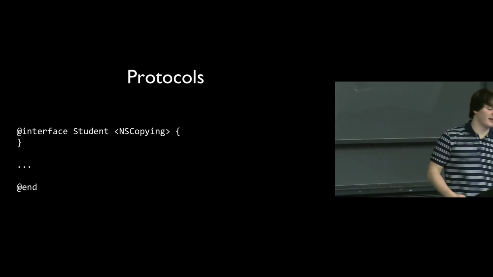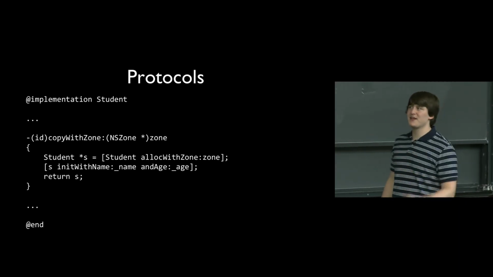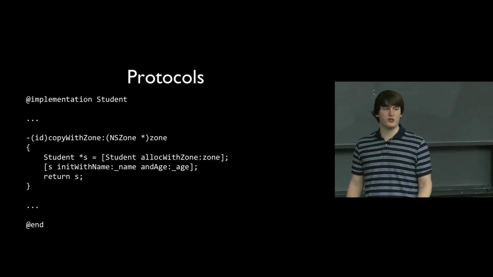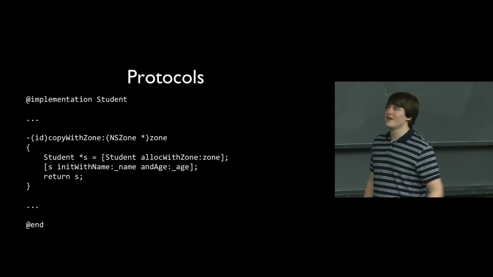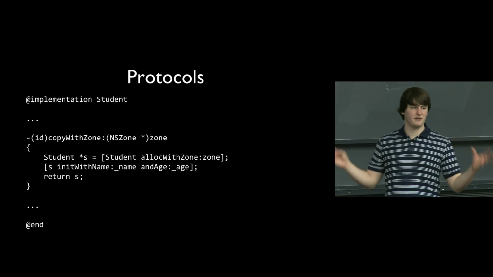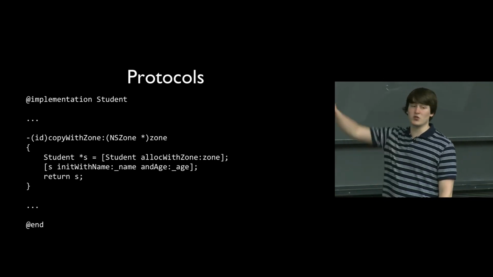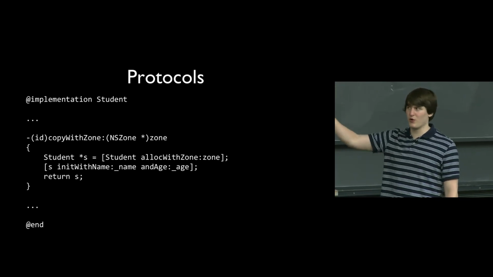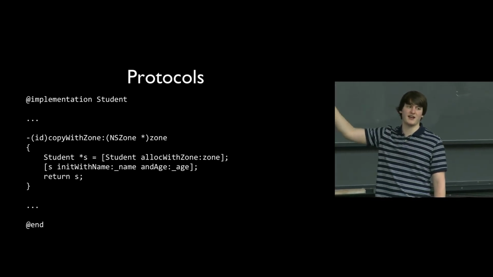So looking at the implementation now, if we look at NSCopying, it says that you must implement a copyWithZone method. And so here's us implementing it. You don't really have to care about the syntax of it for now or what it actually is doing. So the idea is that since Student implements the NSCopying protocol, it must implement all methods that NSCopying says.